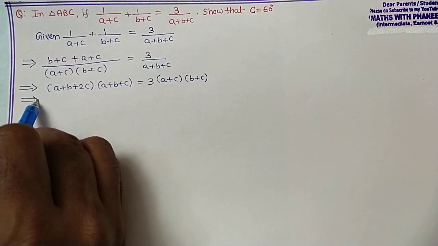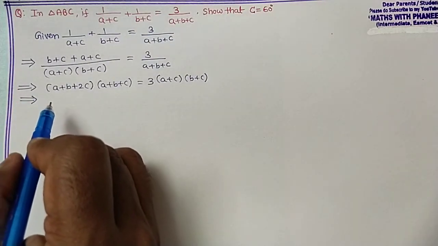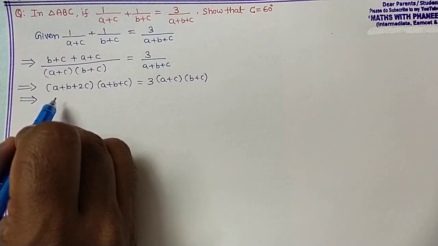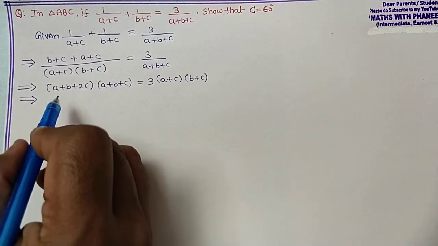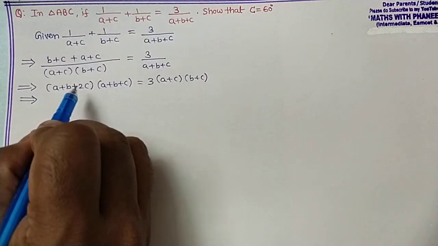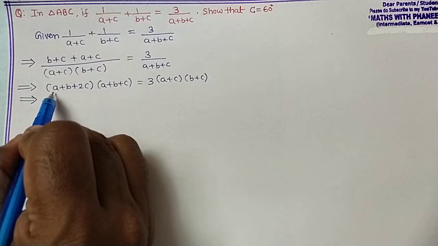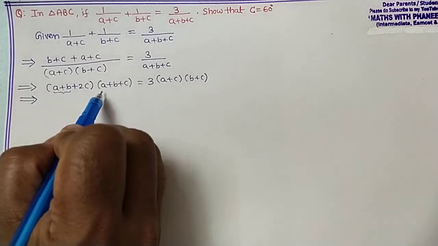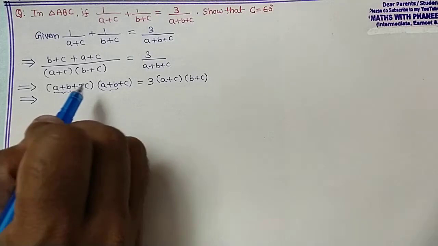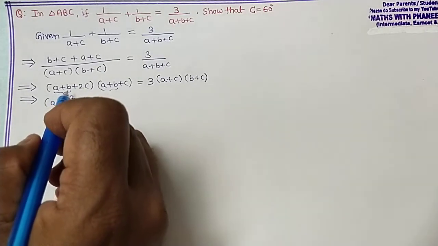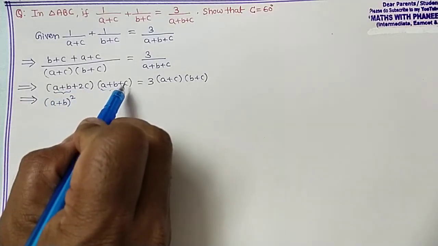That implies, now actual multiplication. Here (a plus b) into (a plus b). First like this you can do that. See here, a very logical way. A plus b here, a plus b here. (a plus b) into (a plus b) is (a plus b) whole square only, no? After that, (a plus b) into c.